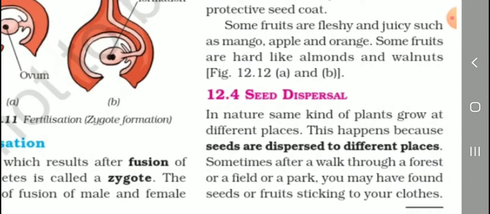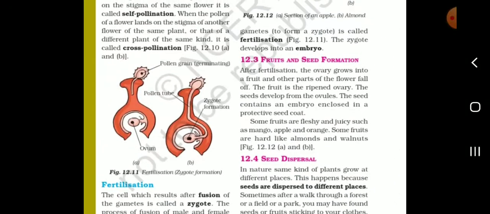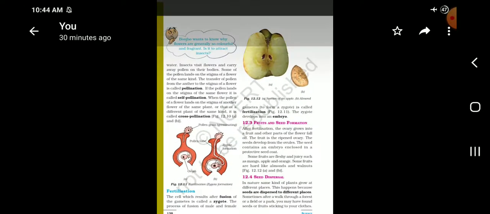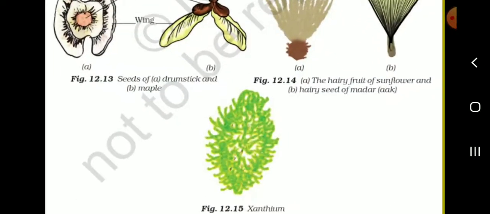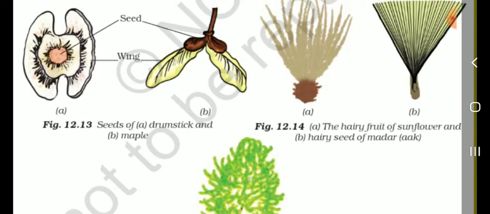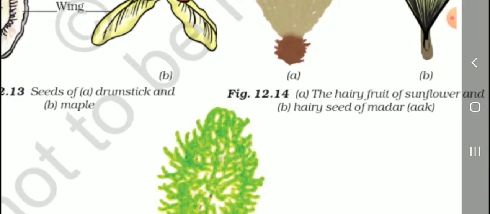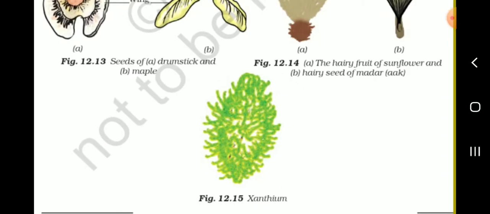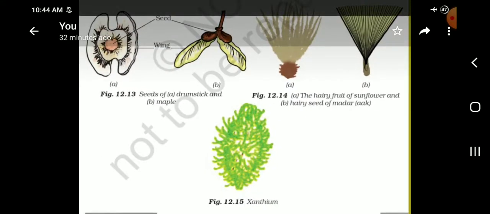Next, seed dispersal. This happens because the seeds are dispersed to different places. Seeds of drumstick and maple, the hairy fruit of sunflower and hairy seeds of madder. This one is a cyathium.